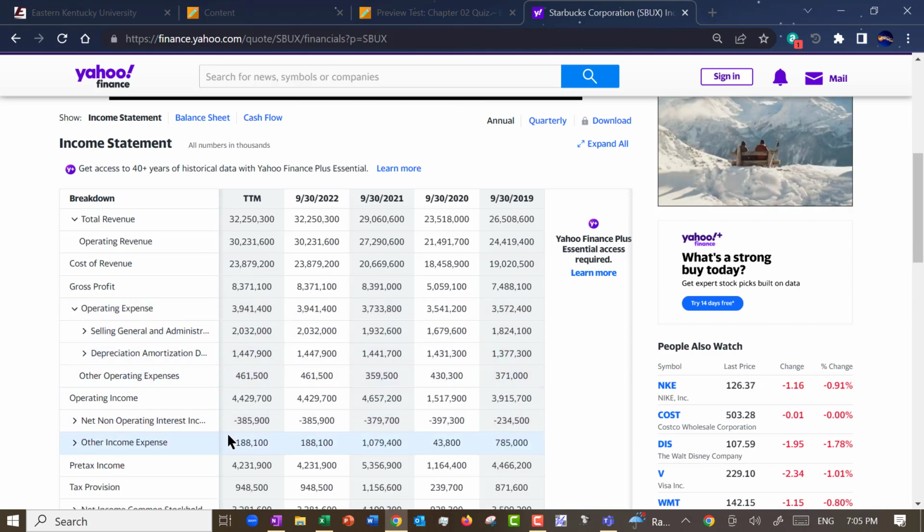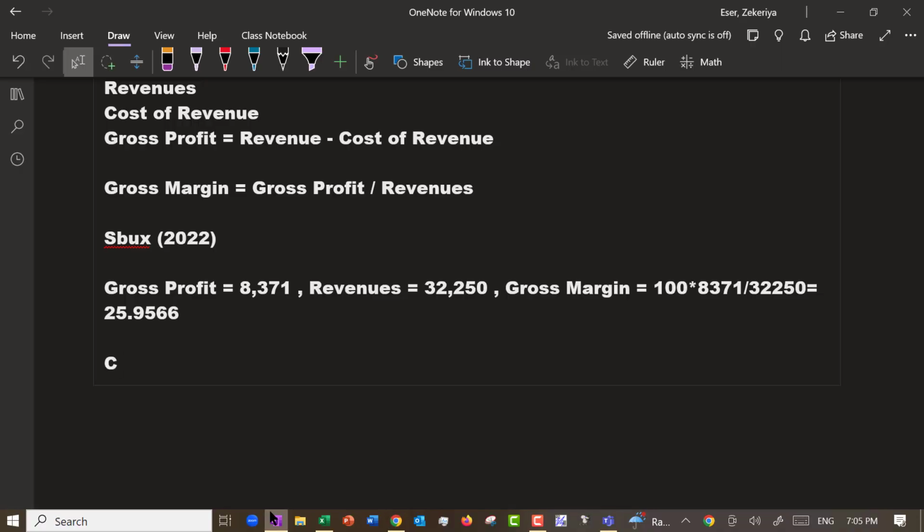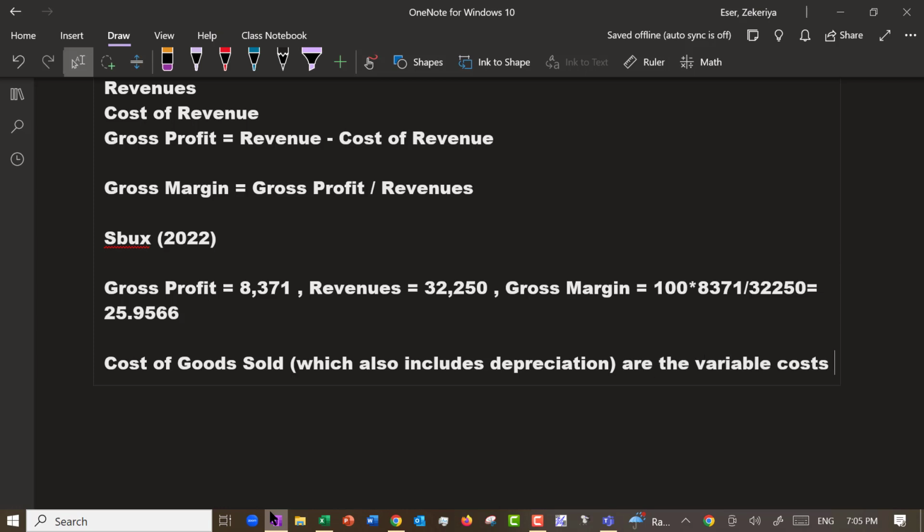Then we look at other operating expenses. Now, cost of goods sold, which also includes depreciation, by the way, are the variable costs of production. These are the costs that will change when you sell more stuff or less.